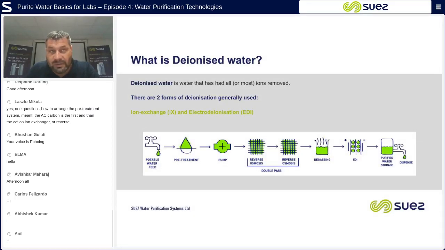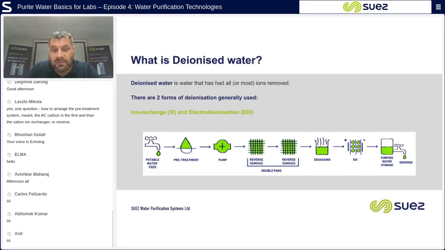What is deionised water? Deionised water is water that has had all or most of the ions removed. Ions are substances naturally present in water and need to be filtered out to produce pure water. Common ions like calcium, magnesium, and sodium will often be picked up as water runs through the soil. Iron and copper can also be picked up as water runs through the water pipes.